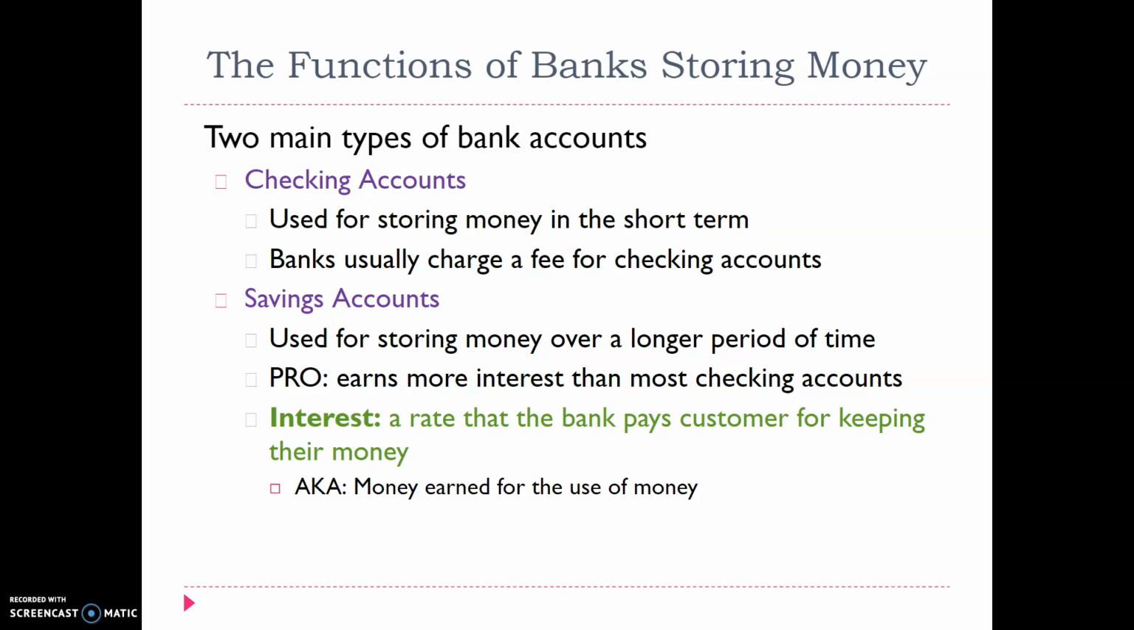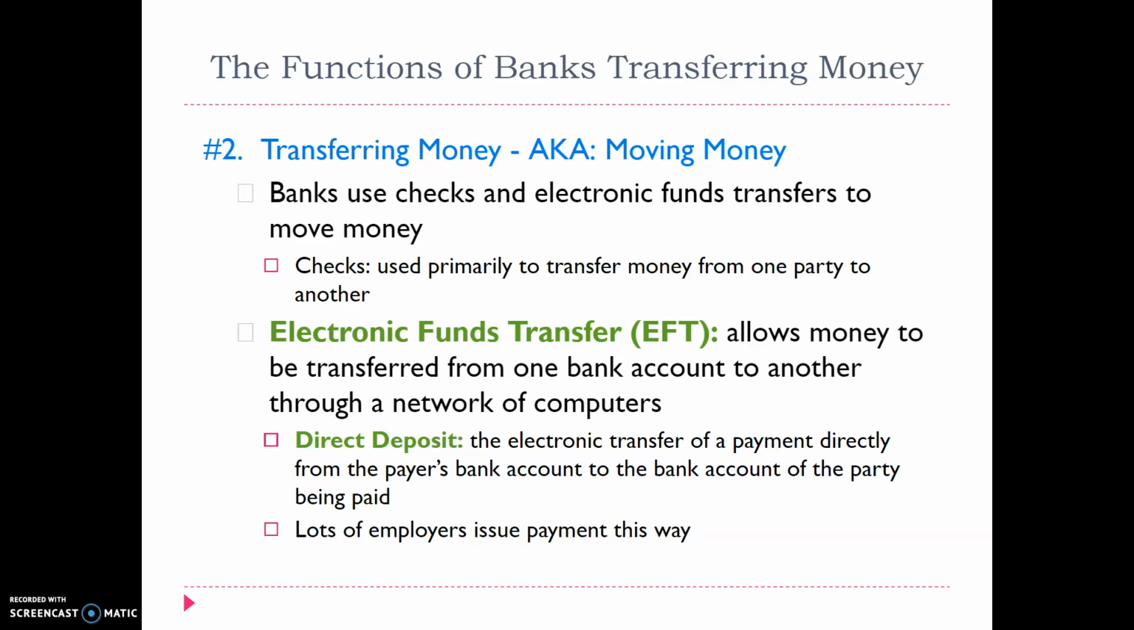So essentially, what happens is you give $100 to the bank and you leave it there for a year. You're going to earn a percentage. Let's say it's 2%, you're going to earn $2 on that $100. So now instead of $100, you have $102. So interest is essentially money that you earn because the bank is using your money. The second function of a bank is to transfer money.